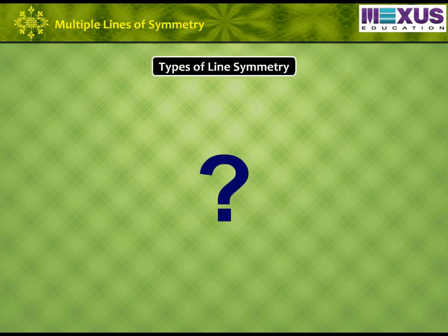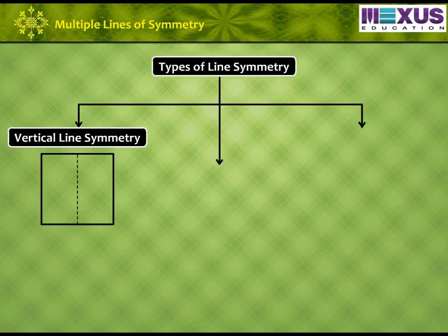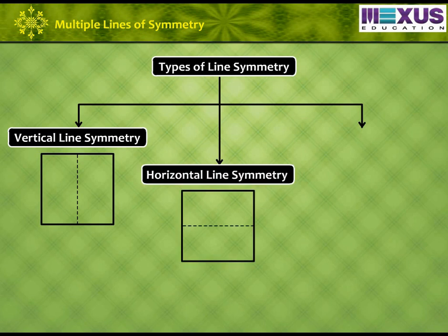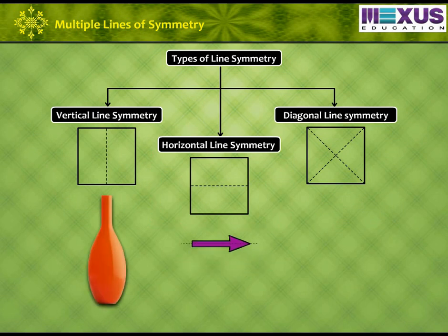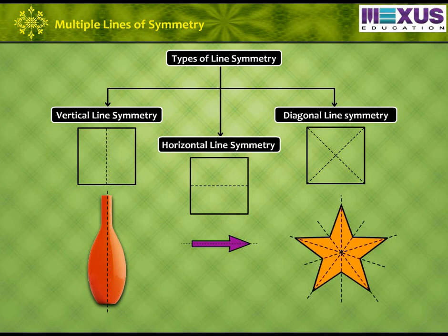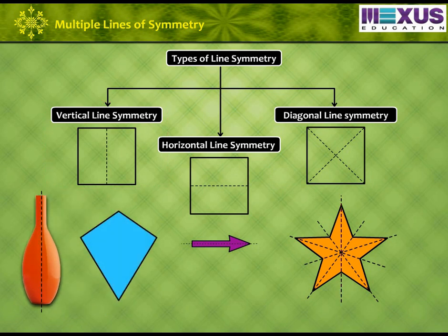Do you know there are different types of line symmetry, like vertical line symmetry, horizontal line symmetry, or diagonal line of symmetry? Can you see this right direction arrow? It is in horizontal line symmetry. Look at this vase. It is in vertical line symmetry. Now, what about the star shape? It has multiple lines of symmetry. It has a diagonal line of symmetry. It also has vertical line of symmetry. Look at this kite. Can you tell me how many lines of symmetry does the kite shape have? This kite shape has only one line of symmetry. That is, vertical line of symmetry.